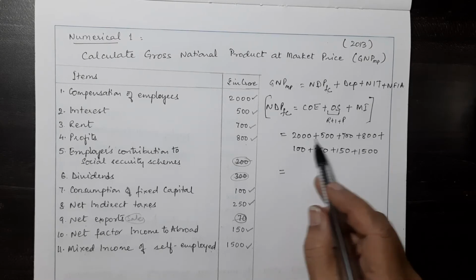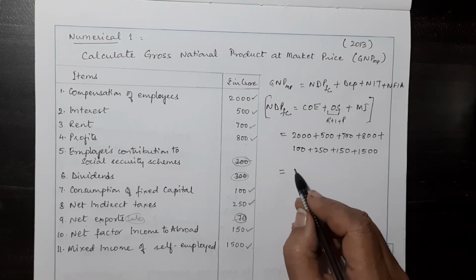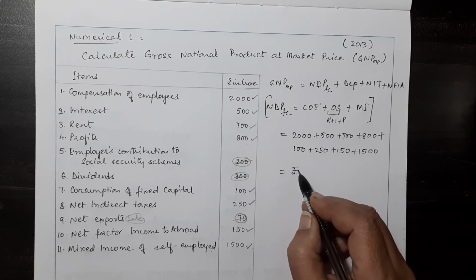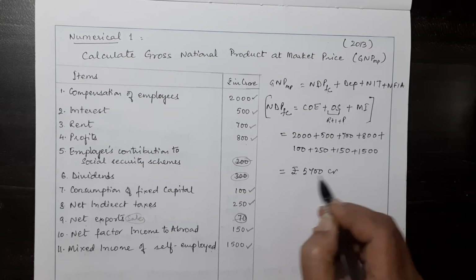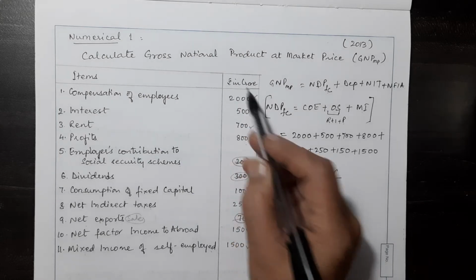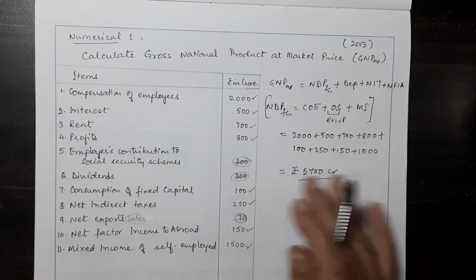Okay. So I have put all these values over here, and the calculation shows 5,700 crore. This is important because we are given this in rupees crore. So that's how you solve it.